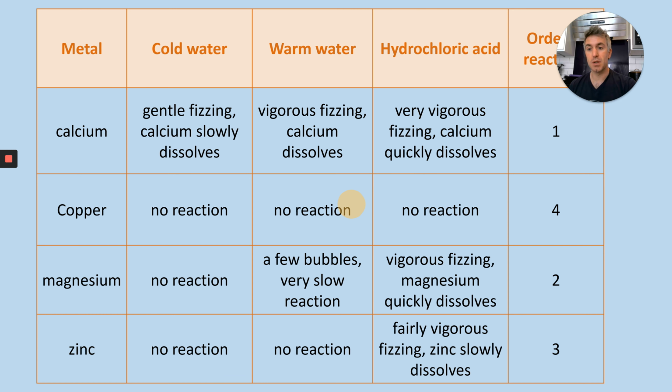Using this, we're able to work out our order of reactivity. It's what we would have done in school. So because calcium reacts with everything, it goes as number one. Magnesium reacts with acid and warm water, so it goes number two. Zinc only reacts with the acid, so it appears in number three. And copper doesn't react at all.